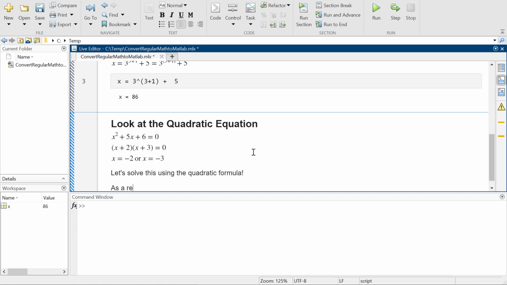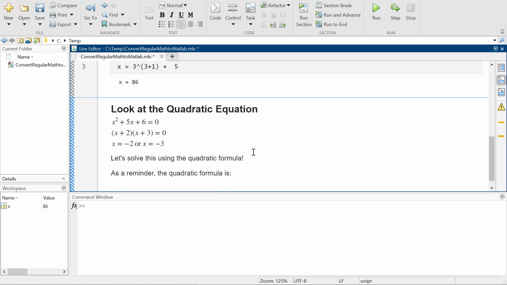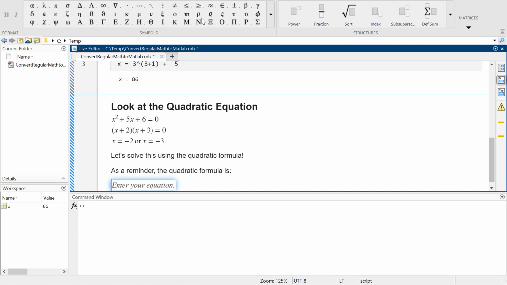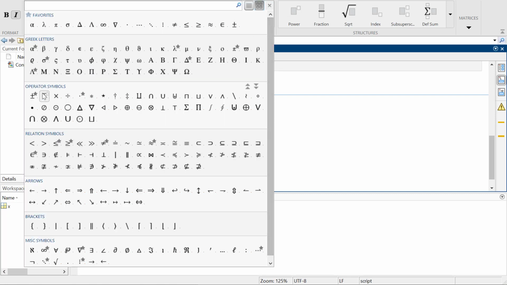Okay, so as a reminder, the quadratic formula is, what is it? I don't remember. No, I do remember. I'm just trying to remember where this thing is. All right, x equals, it's a fraction, -b, and there should be a plus or minus. If you can't find it there, it's over here somewhere. There you go. Plus or minus.